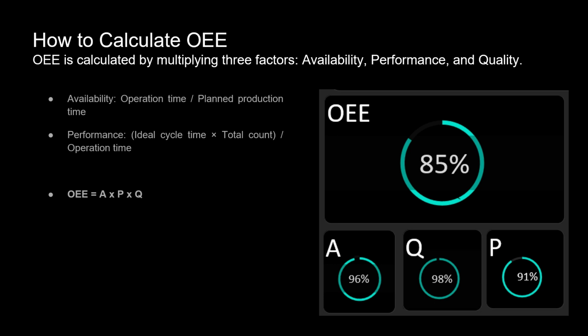Performance takes into account the speed at which your products are made. It compares the ideal cycle time to the total count produced during the operation time. Quality is the score of your good products. It's calculated by dividing the good count by the total count of parts produced.